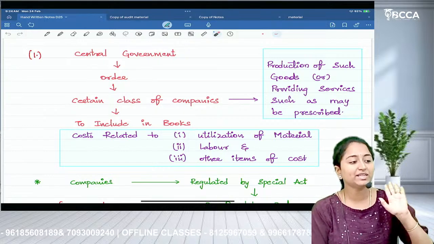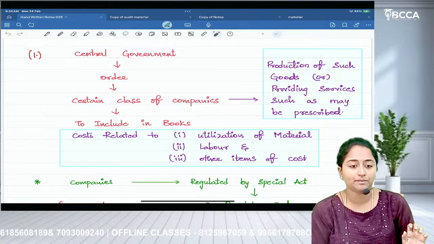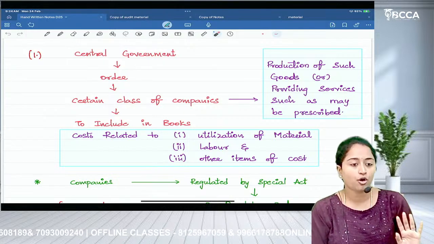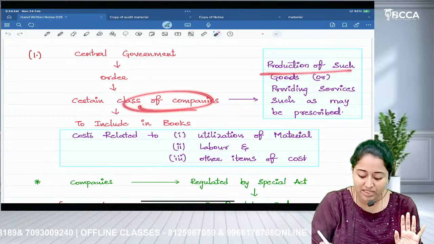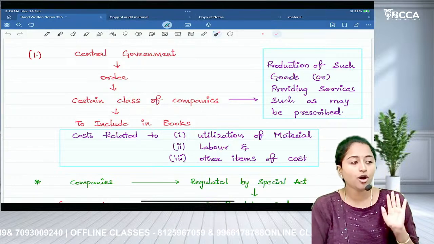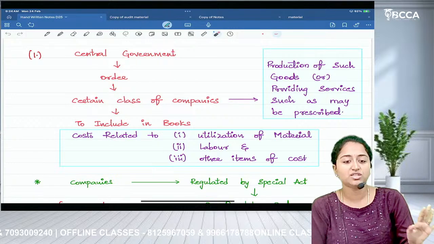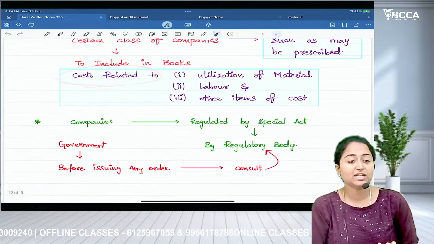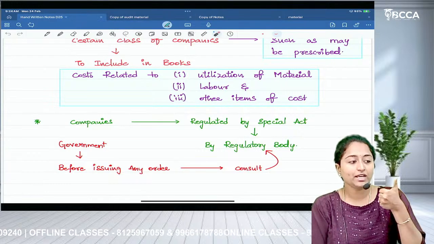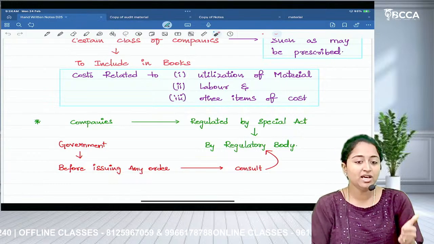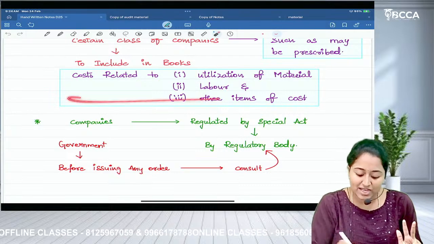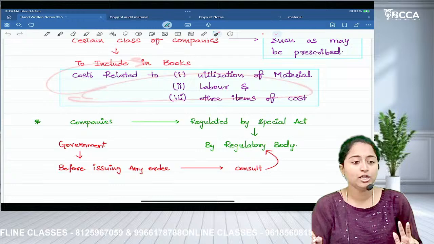Central government can order certain classes of companies to include in their books regarding certain costs. Now, what are these classes of companies? Those which are into production or providing services of goods which are there in that particular list. Now, what are the things which should be included? Regarding cost of utilization of material, regarding labor cost, and regarding other items of cost. These have to be included in their books.